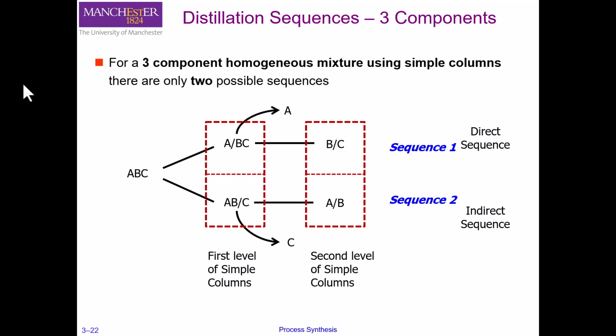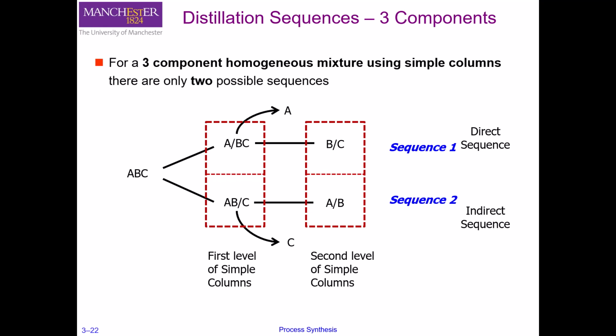Normally in multi-component distillation, we will require more than one column to separate these components. The rule is that if you have n components, you will require n minus one columns. So for a three-component mixture, you will require at least two columns. If you have a four-component mixture, n minus one would be three, so you will need at least three columns in a sequence.